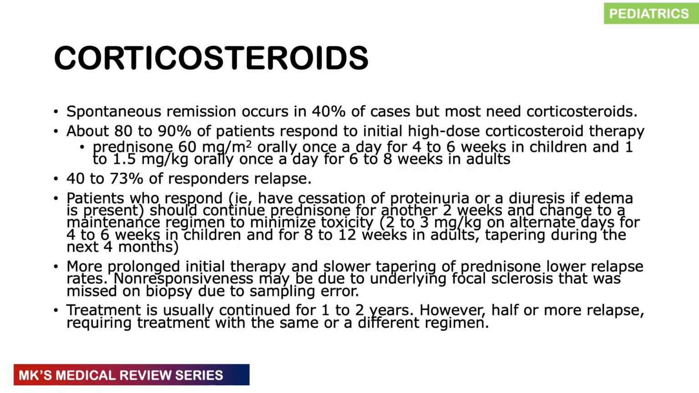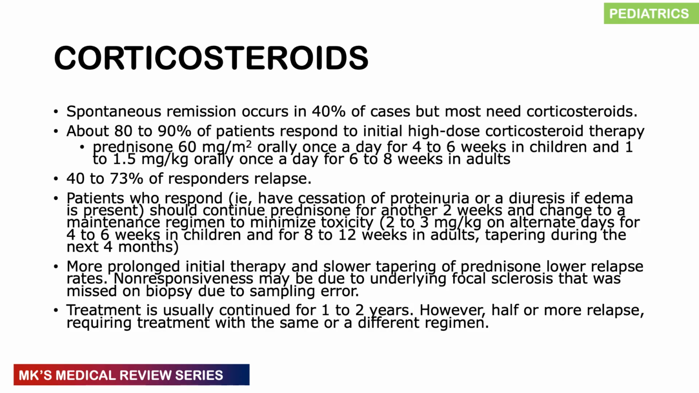In terms of corticosteroids, remember that some patients may undergo spontaneous remission in about 40% of the cases, but most actually do need some corticosteroids. So about 80 to 90% of the patients will respond to high-dose corticosteroid. So you want to give them prednisone, about 60 milligrams per square meter orally for about 4 to 6 weeks in children, and 1 to 1.5 milligrams per kg orally once a day for 6 to 8 weeks in adults. About 40 to 73% of responders will actually relapse after this.